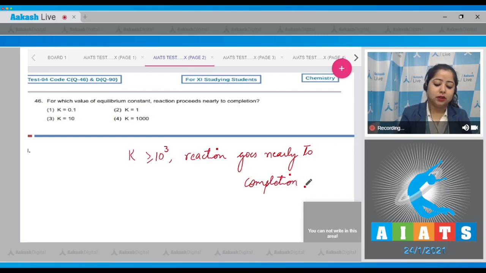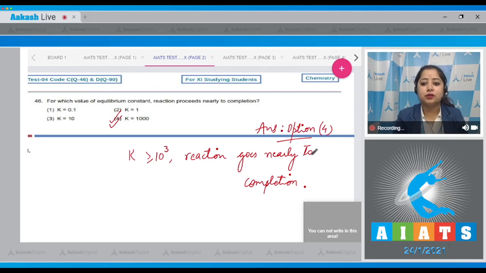That means the correct answer for this question is option number 4. If the value of K is equal to 1000, the reaction proceeds nearly to completion. So here I'm writing, answer is option number 4. Moving to the next question, students, which is question number 47.